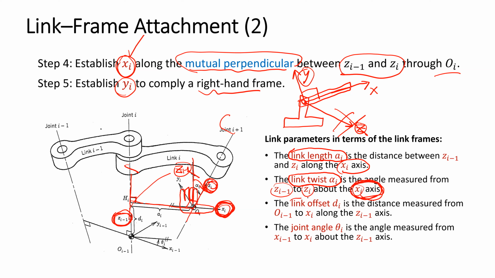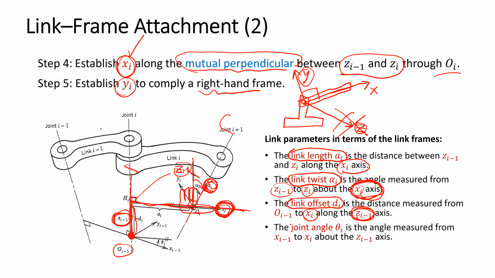For the link offset, the link offset is the distance measured from the position of the origin of the frame i-1 to the x-axis, here. The direction is from this point to the x-axis, and measured along the Ci-1 axis. Along this axis, the Ci-1.